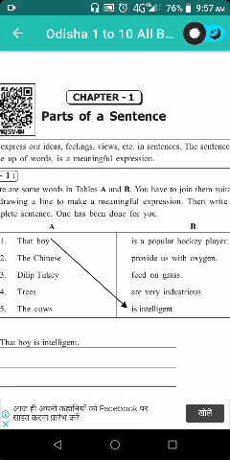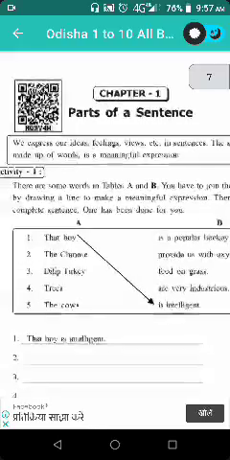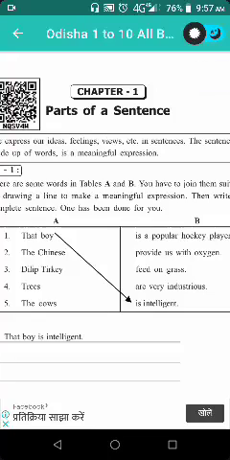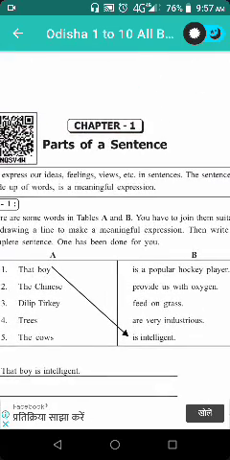So this is the pronoun. A pronoun is a word which is used in place of or instead of a noun. It's called pronoun. Ram is a good boy. He is a good boy. Instead of Ram, we place he. Then Sita loves sweets. Sita, she loves sweets. Here she is a pronoun.